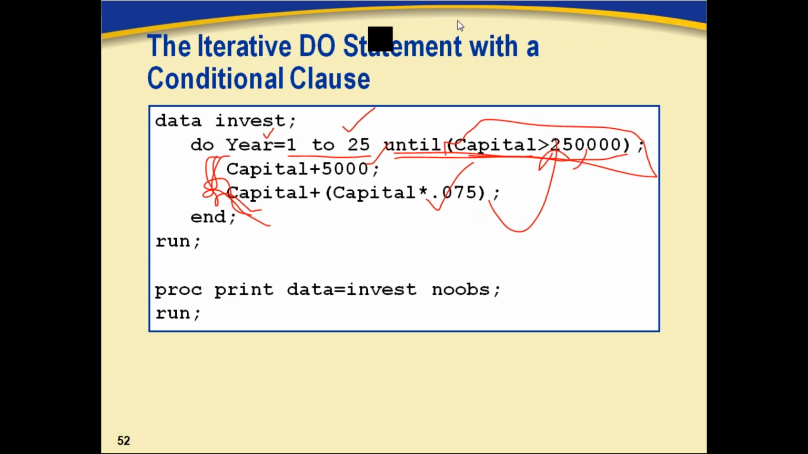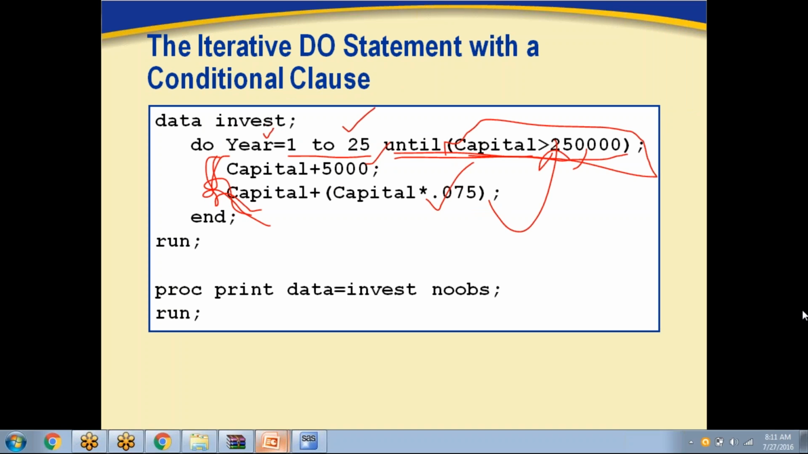Any questions on this, until and iterative DO statements? Any questions? Anyone? Were you able to follow? Yeah, assuming there is no output. What is this?